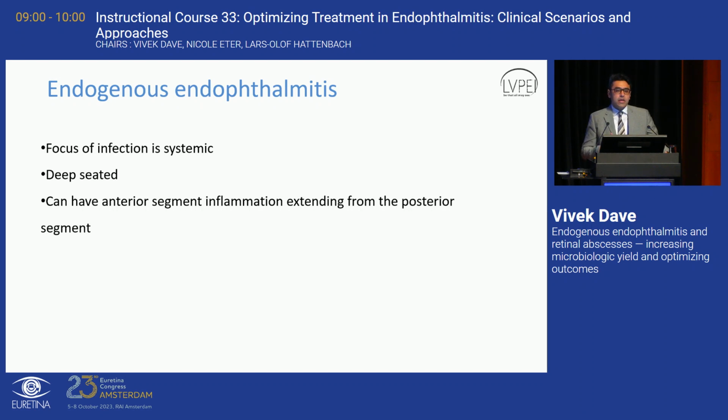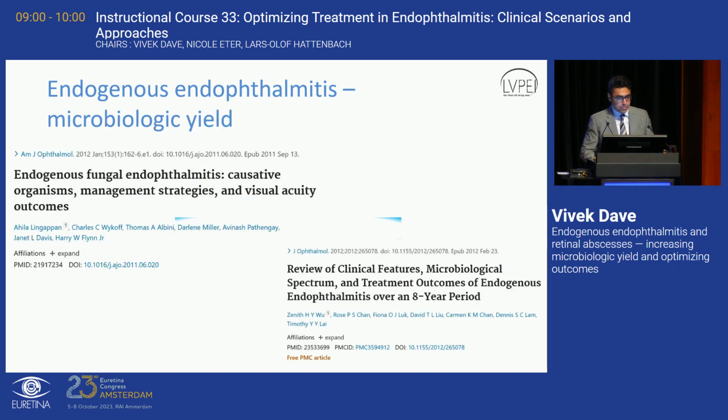So as we are aware, in contrast to post-operative endophthalmitis, in endogenous endophthalmitis, the focus of infection is deep and it is systemic. So it doesn't come from the cornea side, it actually comes from the choroidal side. But when the inflammation and the vitritis is too much, you can also have anterior segment inflammation, which extends from the posterior segment to the anterior part.